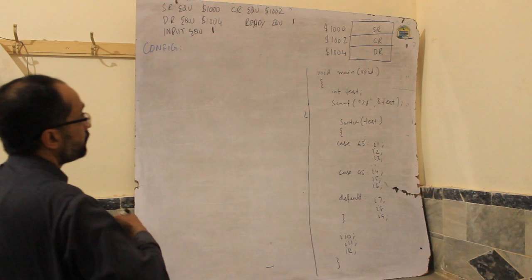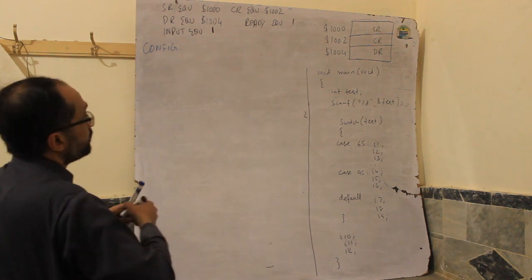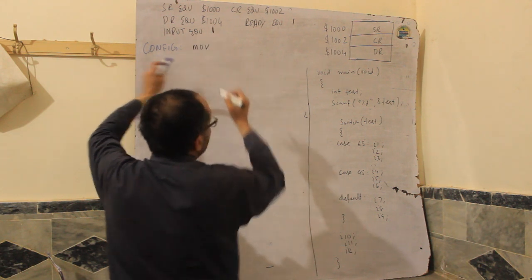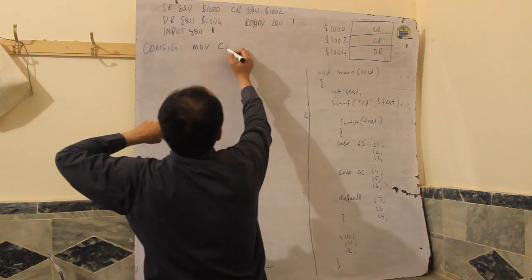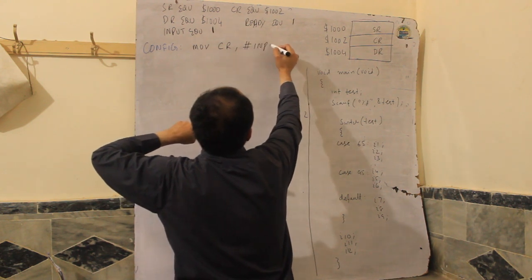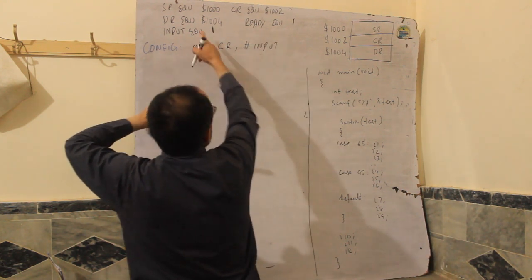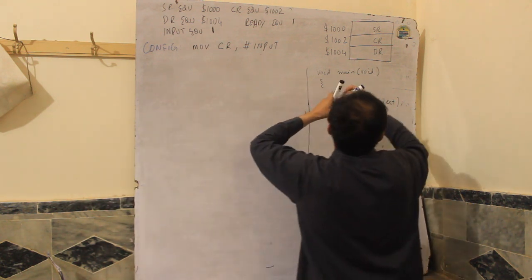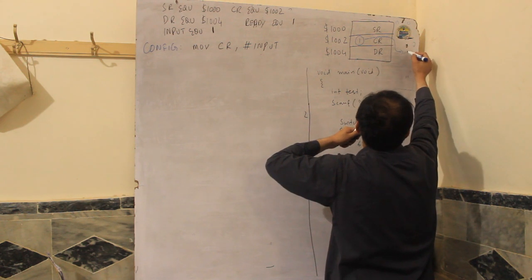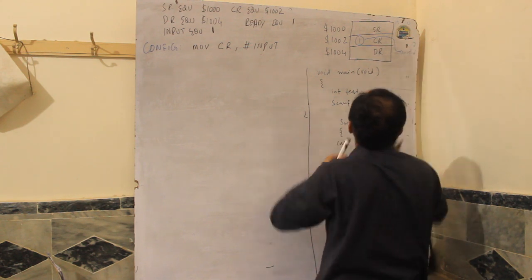So we are configuring the device as an input device. What we have to do is move CR with the value of inputs. We are using an immediate addressing mode. So input is 1, so the CR will be initialized with a value of 1. It means that the device is now configured as an input device.